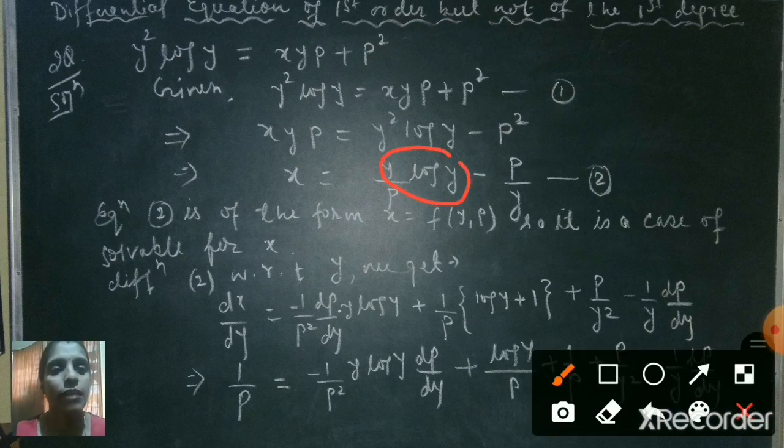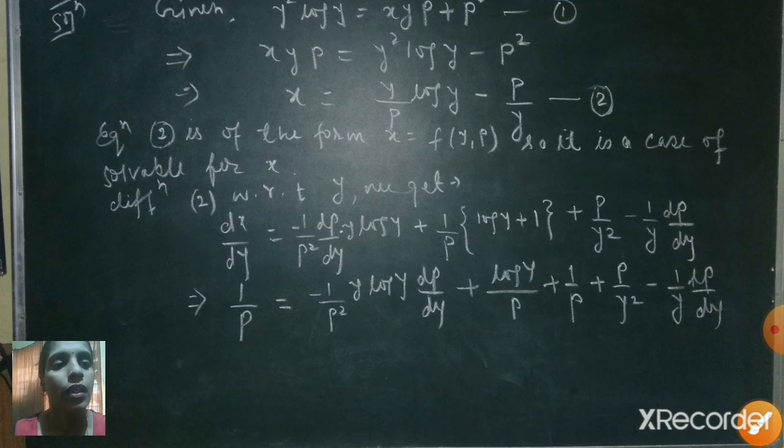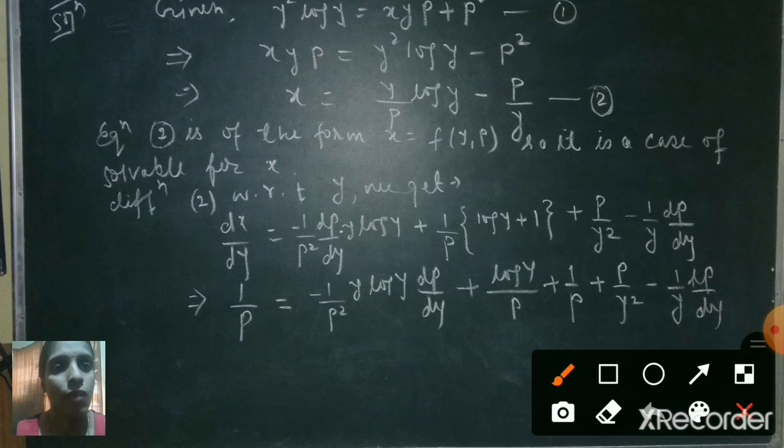While differentiating y log y, we have 1 by p log y plus 1. Okay, and then plus y, because we have 1 by y, so while differentiating it we have minus 1 by y square, and the minus and minus become plus, so we have written the plus sign, plus p by y square.